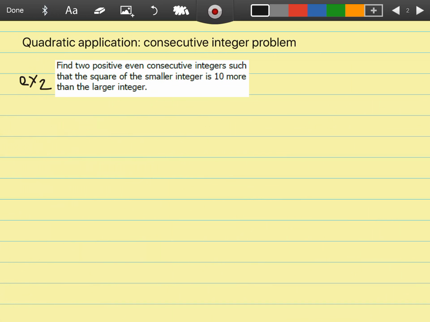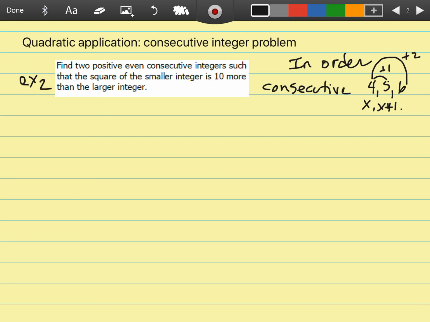Example 2 is still a quadratic application, but this deals with consecutive integers. If you remember, consecutive integers just mean that they are in order. So if I have just plain old consecutive, that would be like 4, 5, 6, okay? If I were to write them using variables because I didn't know their values, then the first number is x, and then you think about how do you get from 4 to 5? You add 1, so then my next number would be x plus 1. And then how would you figure out the third number? Well, how do you get from 4 to 6? You add 2. So then the last number would be x plus 2.